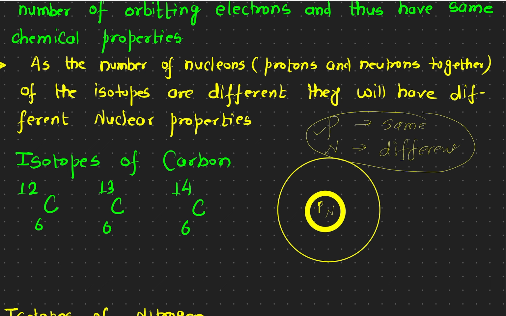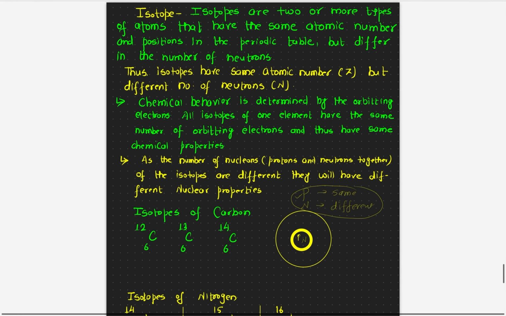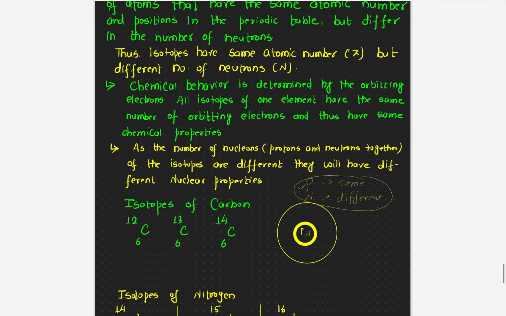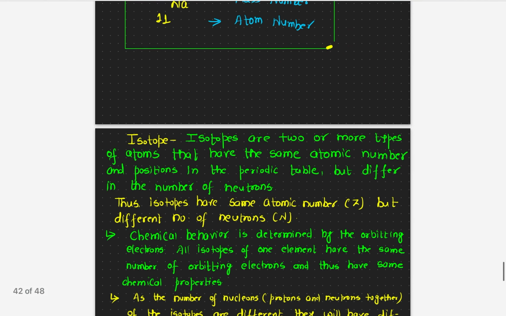If the proton number is the same, what does this mean? If you look at the periodic table, all the isotopes will be at exactly the same location, because the position in the periodic table is determined by the number of protons. So all the isotopes will have exactly the same position in the periodic table. The number of protons will be the same, but it will have a different number of neutrons for an isotope.